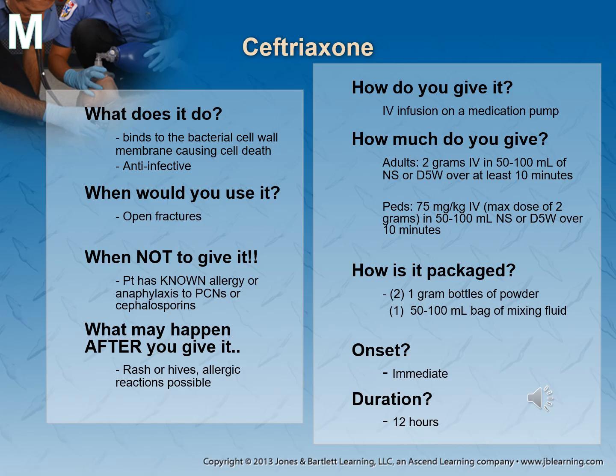How does it come? Usually it's 2 1-gram bottles of powder and then the bag of mixing fluids. You have to use a 10 cc syringe, mix it in the bottles of powder, roll the medication around inside the bottle, and then you draw it back up again and mix it into your bag of fluid. Onset's immediate and duration is 12 hours.